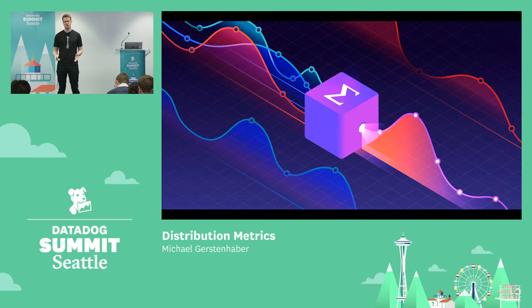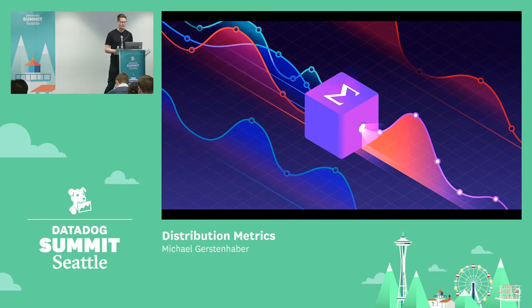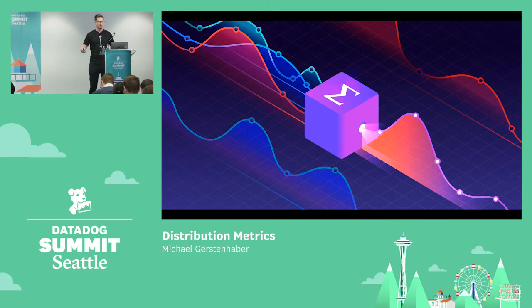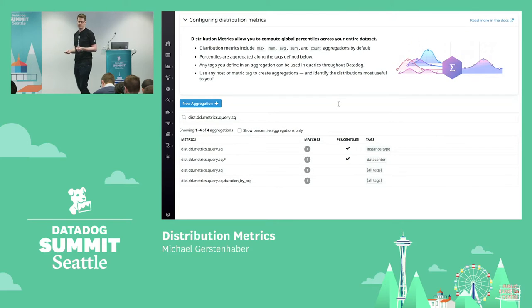With the changes I'm here to present, global percentiles are still a feature of distributions, but we can take advantage of having the data server-side for other functionality and easier onboarding. So now we have this distribution that represents all of the values from all of your hosts tagged to allow you to slice and dice that data in any way. What can we do with it?